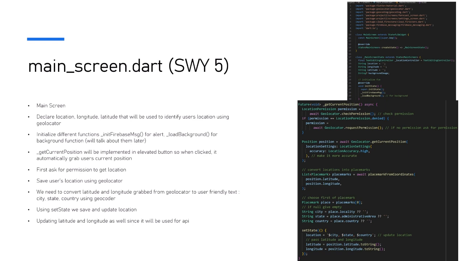But in order to make it more user friendly, we utilize geocoding to change latitude and longitude into city, state, country. And then after that, we use setState to update the location, latitude, and longitude for future use.